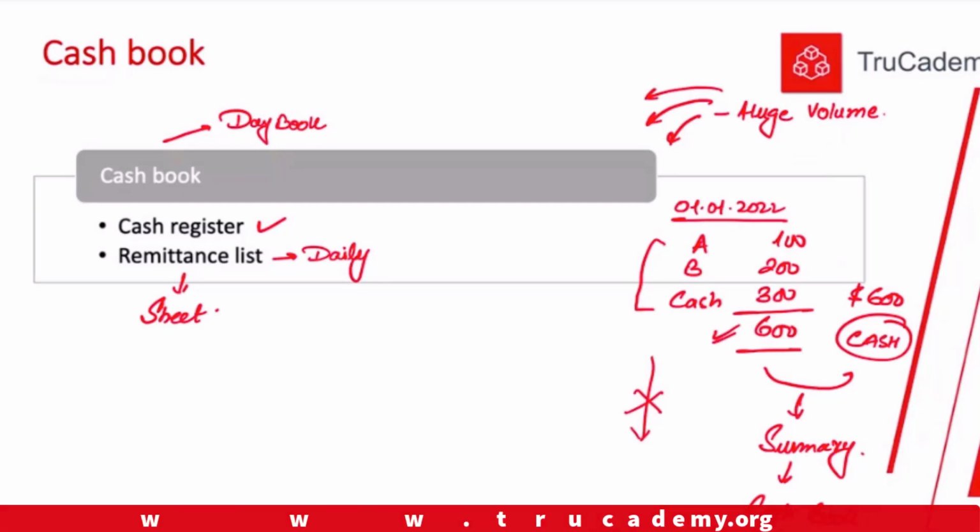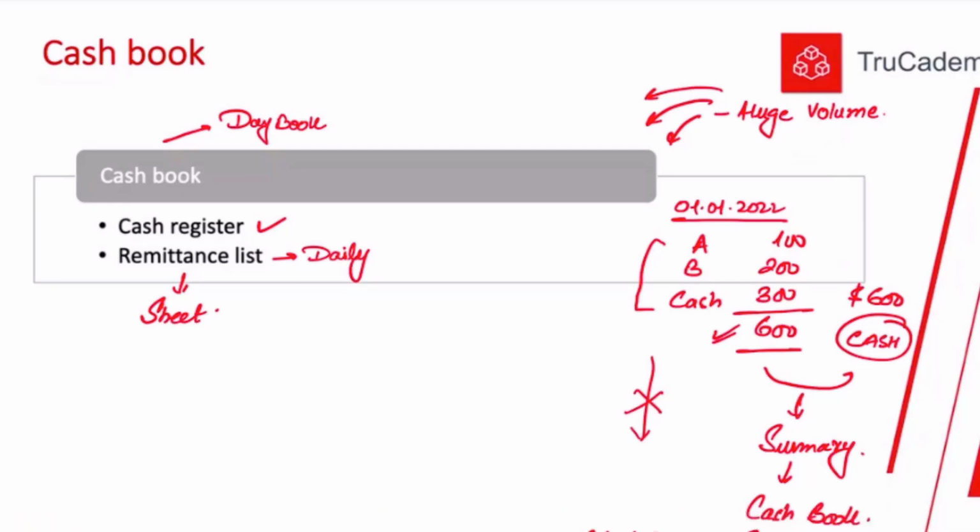And in the cash register, first we will record all the individual transactions throughout the day or maybe throughout the week, and then at the end of the day or at the end of the week, we will summarize the amount and then post it in the day book.